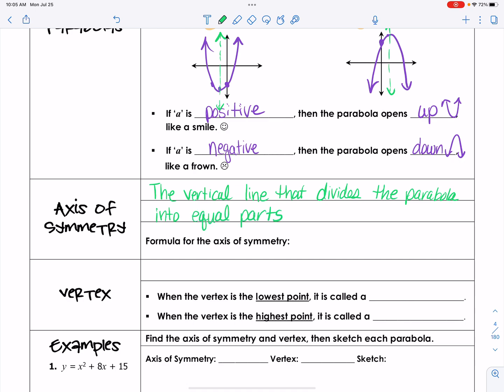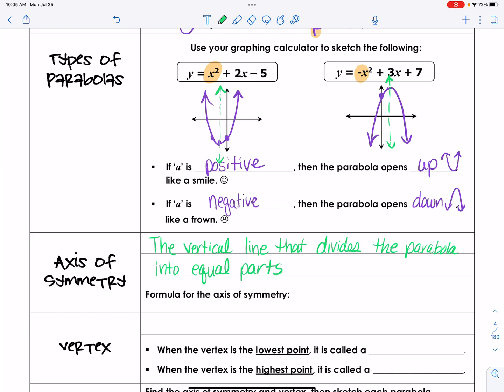Now, I always go back and forth. I get in like math fights with other math teachers about this. Some people don't teach the formula. They make them guess and check. And guessing and checking is painful.